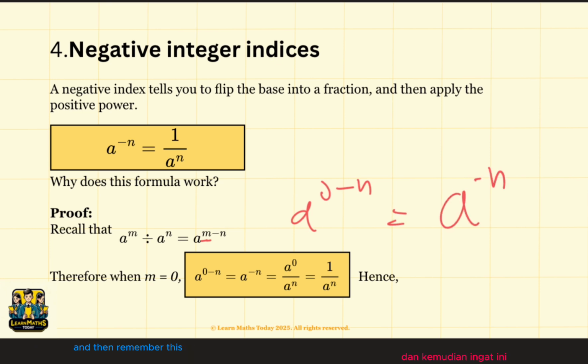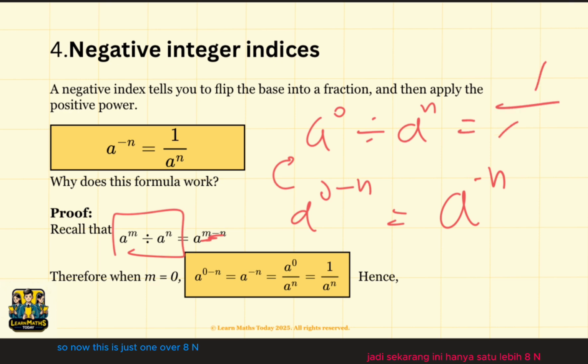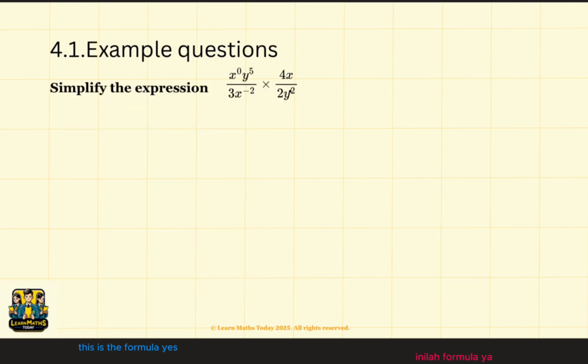Right. And then remember this, it's also a to the power 0 divided by a to the power n. So now this is just 1 over a^n, because division is basically fraction, and a to the power 0 will always give you 1. So that's the formula. Negative index. Yes, this is the formula.